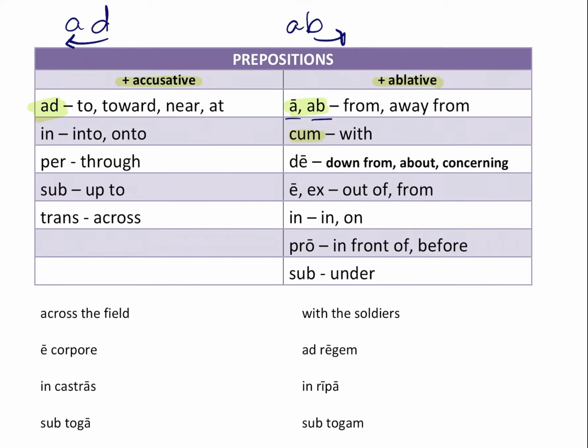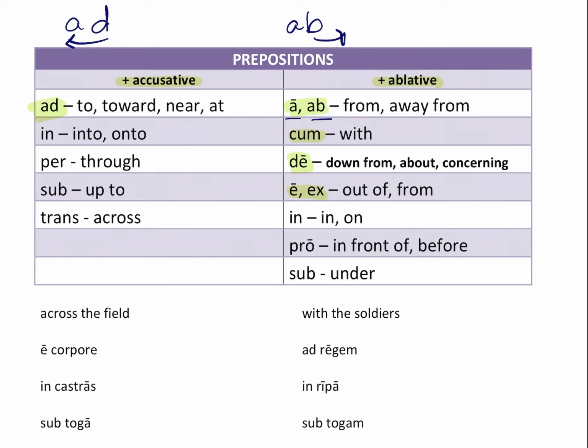All right, cum, I know you've seen this one already a couple times. It means with, and it also takes the ablative. De, bunch of choices: down from, about, or concerning. Those are all prepositions in English. E or ex, same with a or ab, right? If it's followed by a vowel, it means out of or from. Oh, de. Let me give you that one.